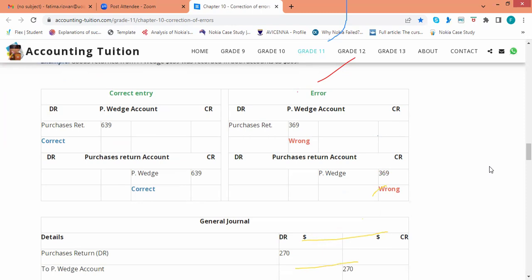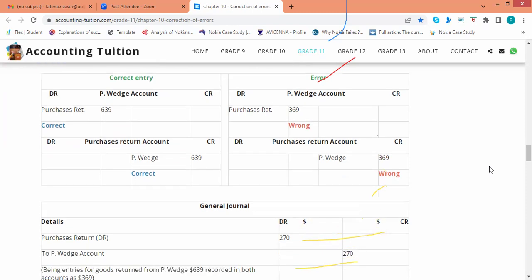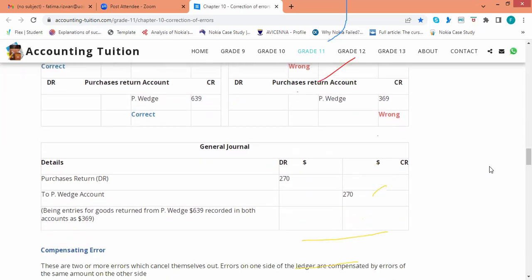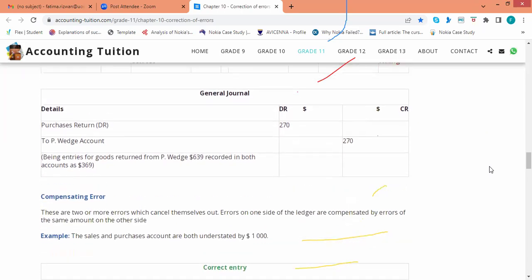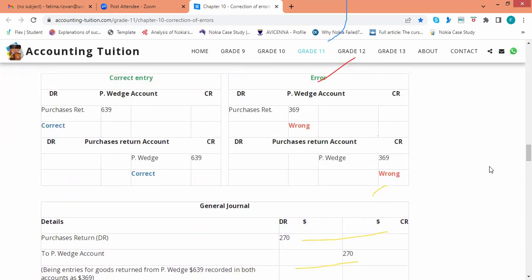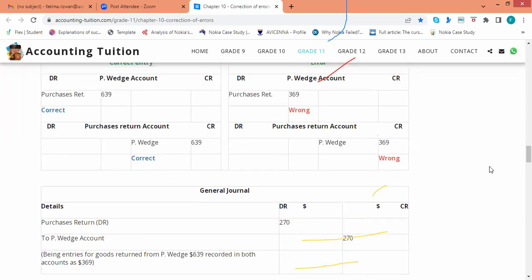You have to add 270 to it. So now you will repeat the correct entry with 270. Purchases returns debited 270 and P veg credited 270. Does any one of you have any confusion here? The remaining amount, the difference, would be added to the correct entry. Done?